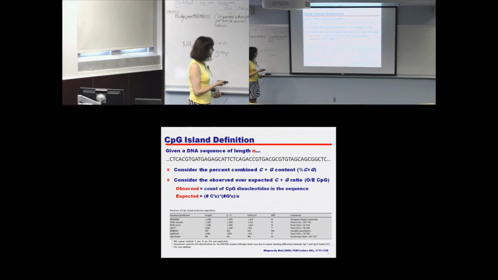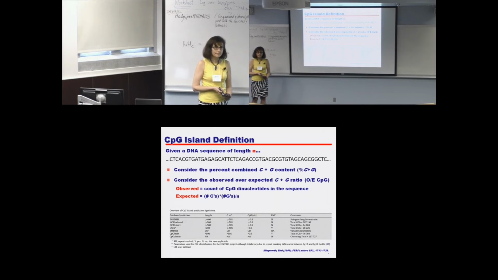a lot of authors have decided that if you want to look at both of these characteristics, here we're looking at total CpG content, and here we're looking at observed over expected count. And if that observed over expected count is bigger than 0.6, that's probably an indication.